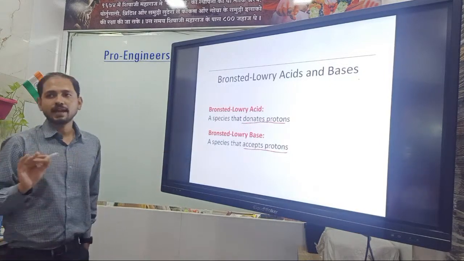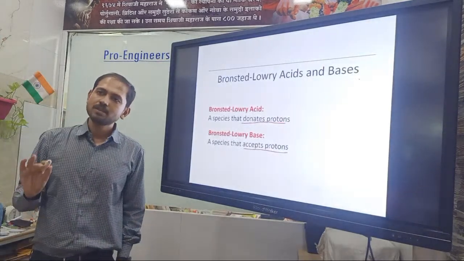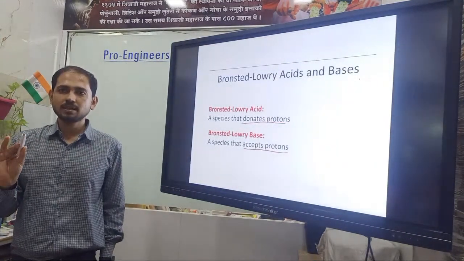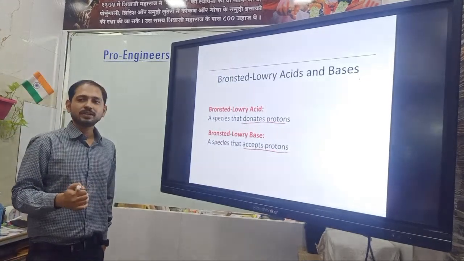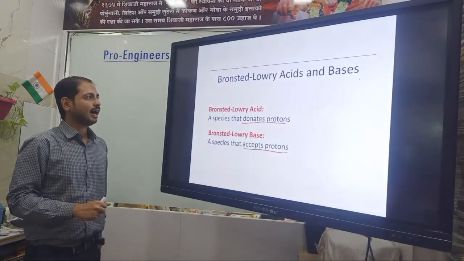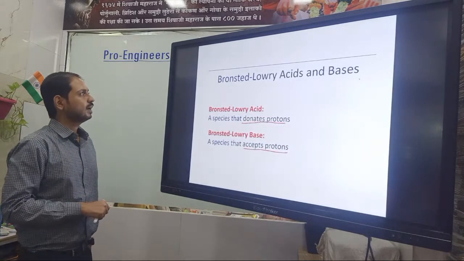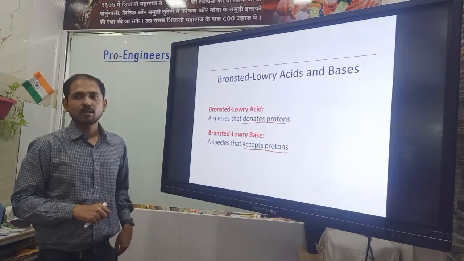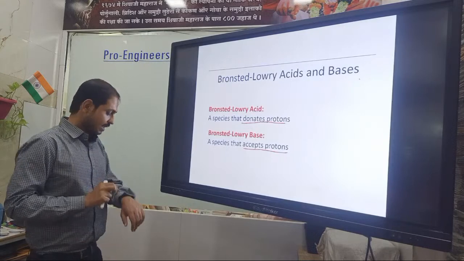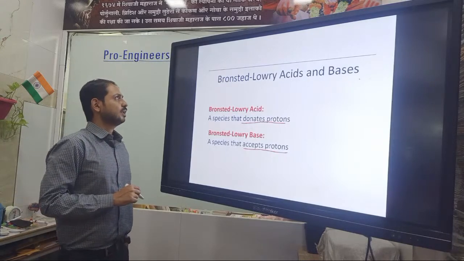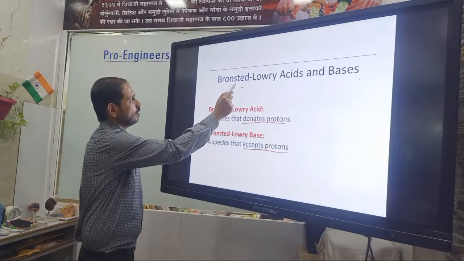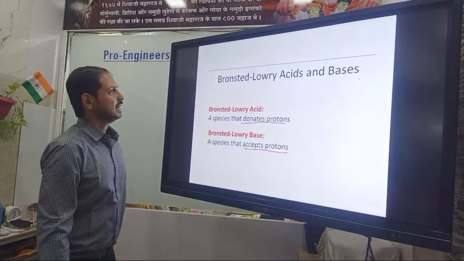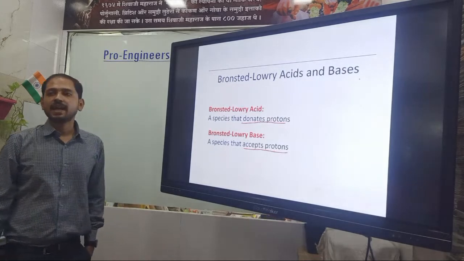Arrhenius acids and bases are very simple. So we understood. Is there any doubt? No, right? But slowly we need to understand a little bit higher concepts of acids and bases. What are the other concepts of acids and bases? The next concept is the Bronsted-Lowry concept of acid and base.